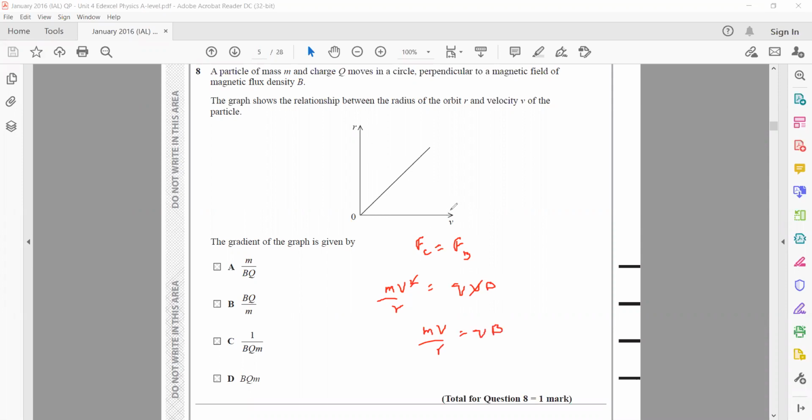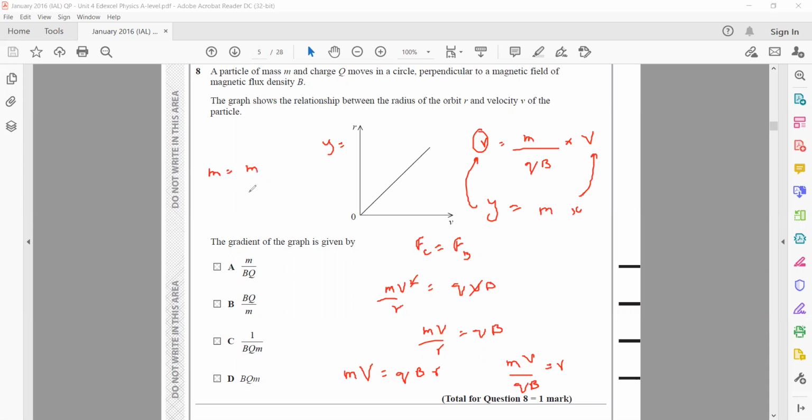We are plotting a graph with r on the y-axis, so r should be separate. If I further simplify, I can say mv is equal to qBr. And r must be separated, so mv over qB is equal to r, or r is equal to m over qB times v. Then I'll compare with the equation of a straight line, y equals mx. On the y-axis I have r, on the x-axis I have v. So my gradient will be m over qB. That's why A is the right answer.